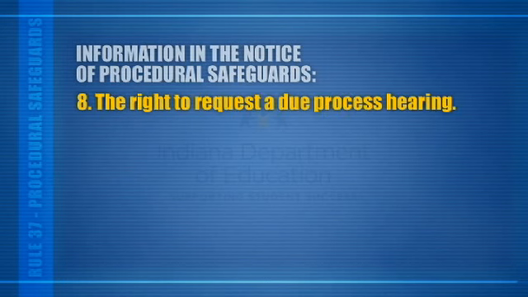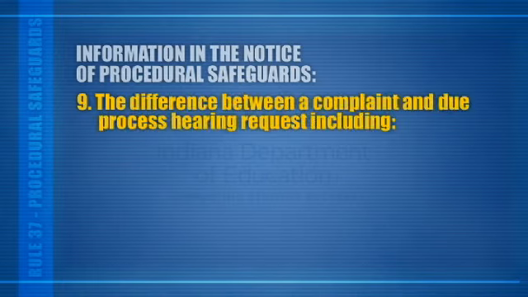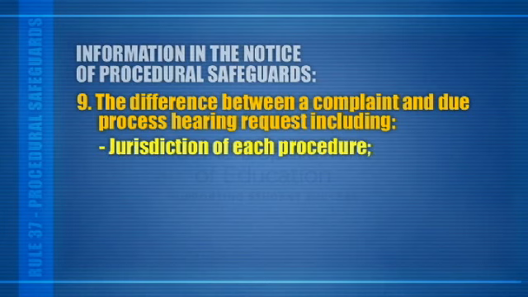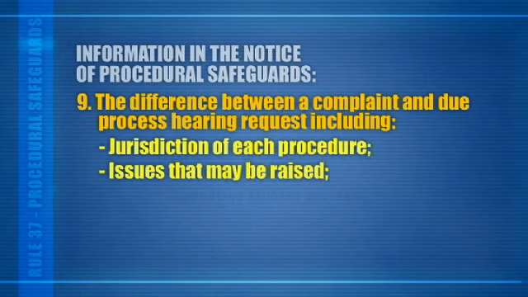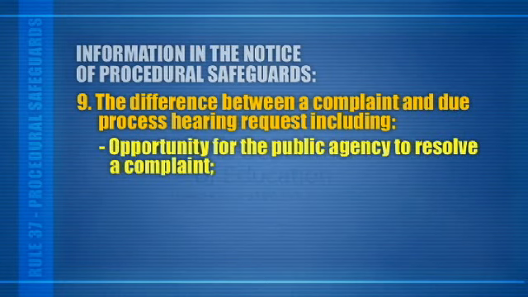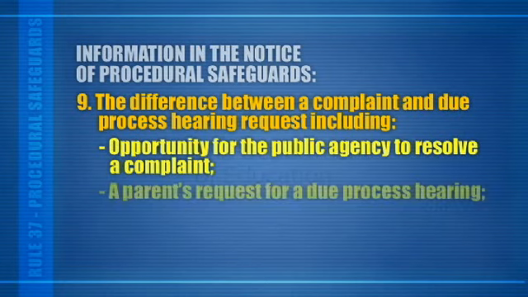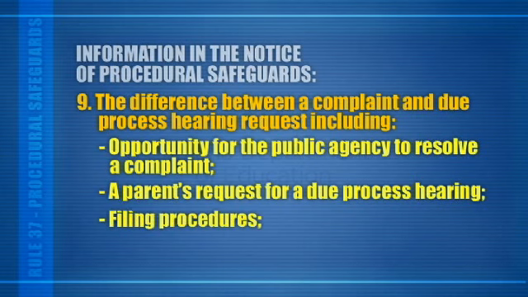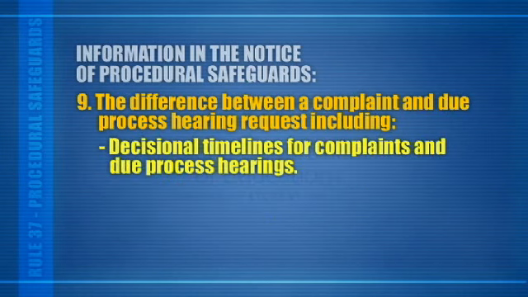8. The parent's right to request a due process hearing to challenge the public agency's proposed or refused action regarding a student with a disability. 9. The difference between a complaint and due process hearing request, including the jurisdiction of each procedure, what issues may be raised under each procedure, the allowable time period in which to file a complaint or due process hearing request, the opportunity for the public agency to resolve a complaint or a parent's request for a due process hearing, the filing procedures for complaints and due process, and the decisional timelines for complaints and due process hearings.